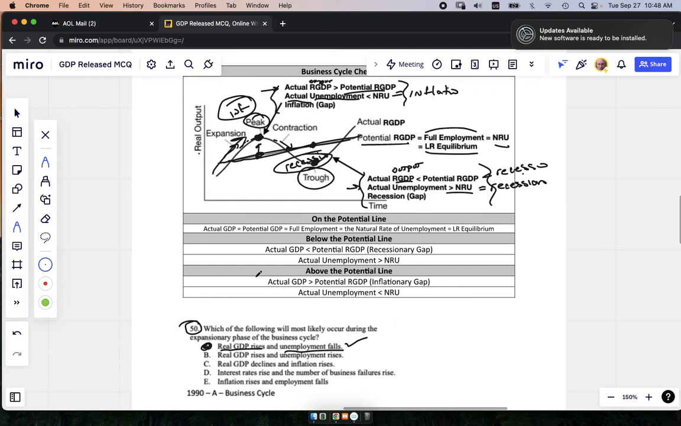Anyway, that's the only one for business cycle. Make sure you know that graph, can draw it and explain everything on it.